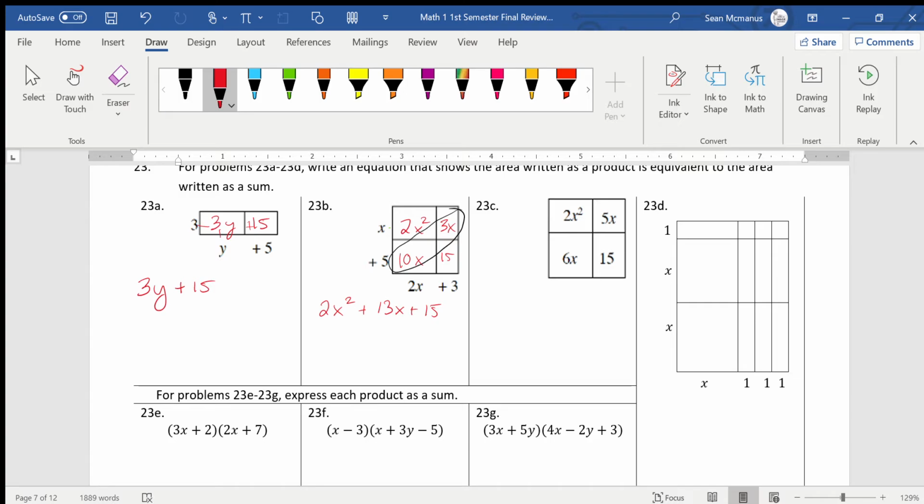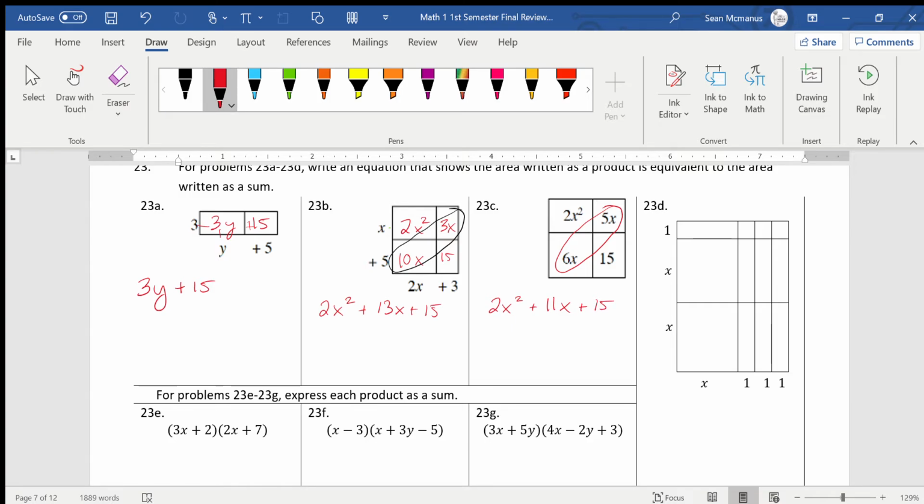Okay, part C actually is already completed for me, but it's important I recognize again, those two things are going to be able to go together. So 2x squared plus 6x and 5x makes 11x plus 15.